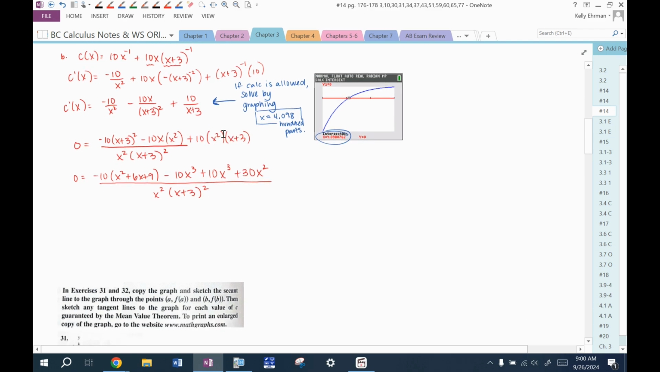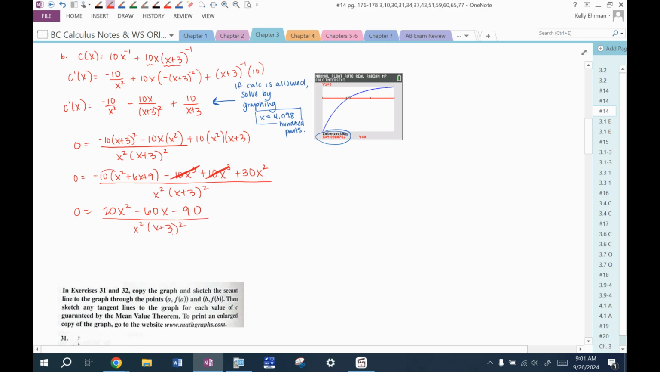So I distributed a 10x squared through. Okay. So then stuff is going to cancel: negative 10x cubed plus 10x cubed. I need to distribute this 10 through. So I have negative 10x squared plus 30x squared, so 20x squared. Negative 10 times 6 is minus 60x, minus 90. And that's over x squared times (x plus 3) squared.